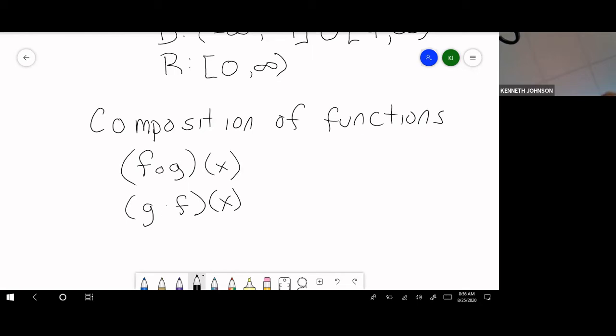Commonly referred to as f of g and g of f. F of g of x, g of f of x. It's simply a way to plug one function inside the other. So what f of g of x means is take the g of x function and plug that inside the f function. So f of g of x means take the g of x function, evaluate it, and then evaluate the f of x function with what you get. So g of f of x is the opposite thing. Take the f of x function and stick it in the g of x function.